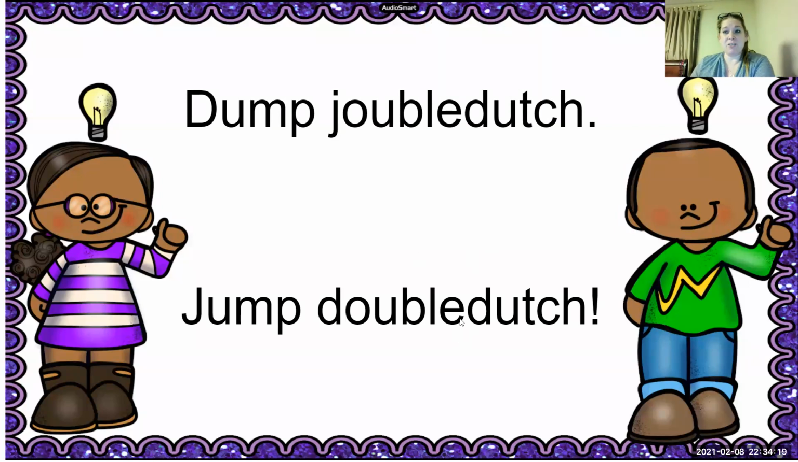Jump double dutch. You know, double dutch is when you have a rope in each hand and you swing them like this, and so you're jumping on two ropes at the same time.